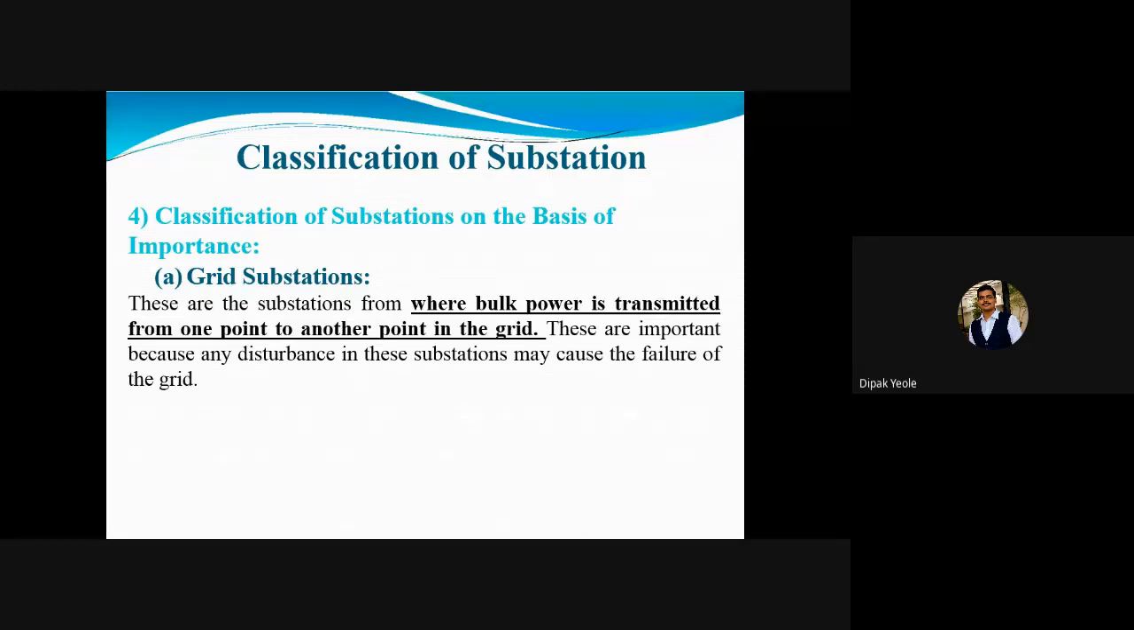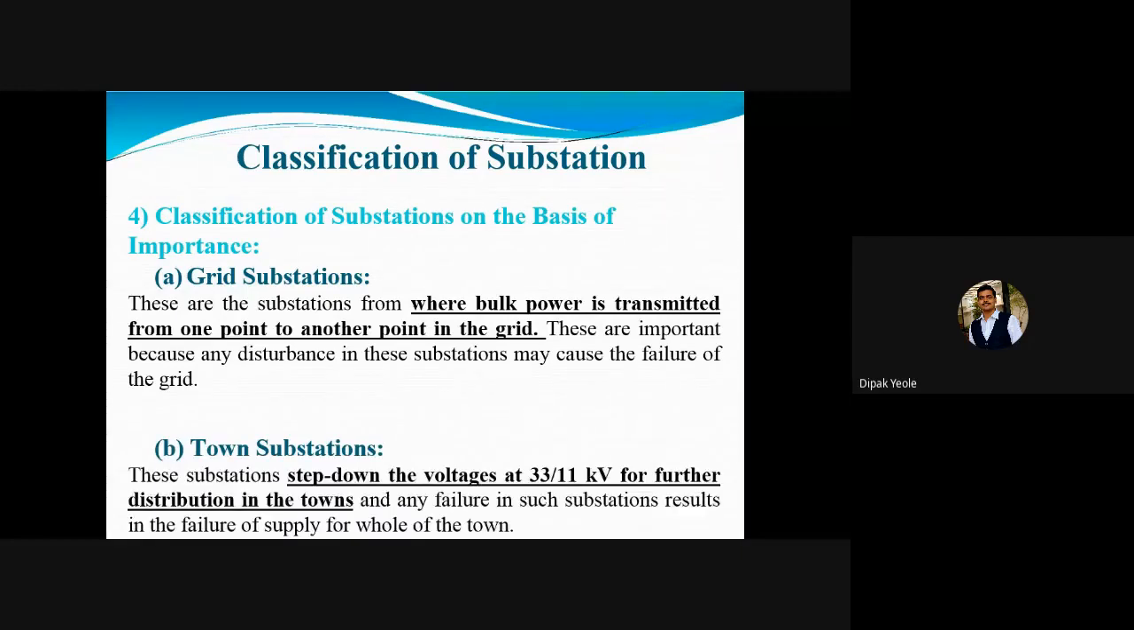After the grid substation, there is a town substation. Near your house or your town, a step down voltage substation is available. This is called a town substation. You can remember these terms by their importance: if the grid substation is not available, we cannot transfer the bulk power from one region to another, and if there is no town substation, you cannot get power in your house.